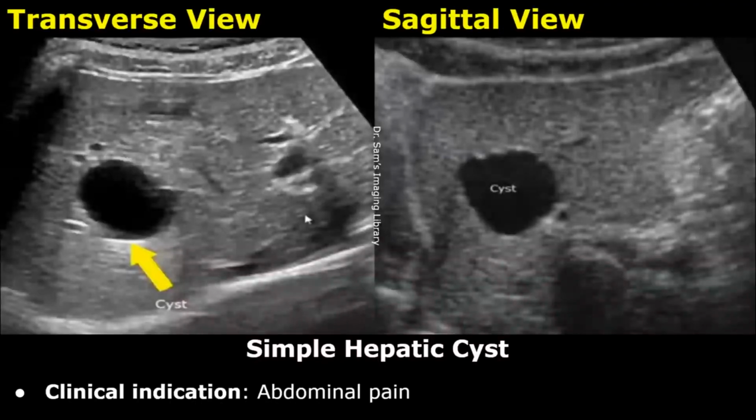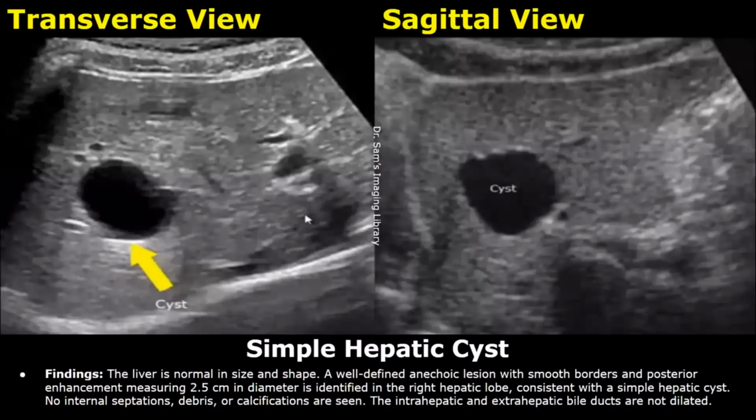We will see how to write ultrasound reports of liver pathologies. These will include clinical indication, findings and impression. The first case is of a simple hepatic cyst. A hepatic cyst may cause abdominal pain, and in some cases it can be asymptomatic and found incidentally. The clinical indication is abdominal pain in this example.